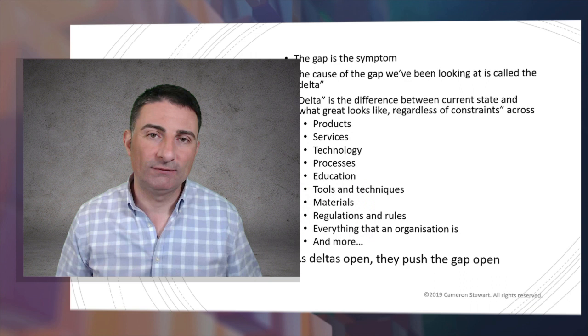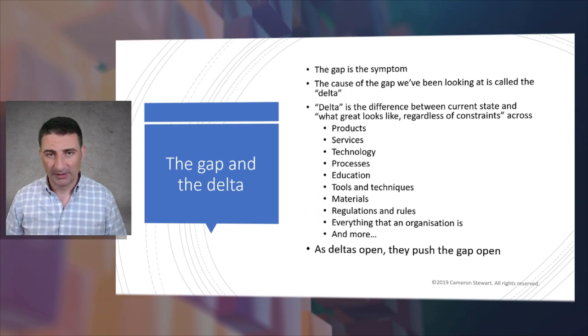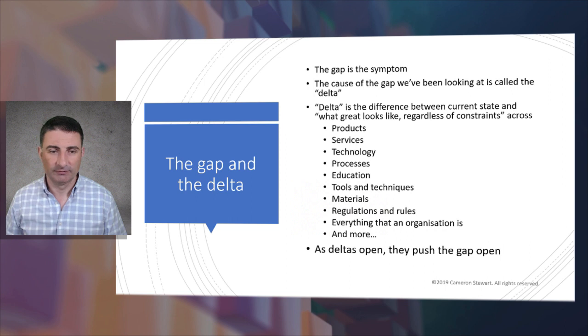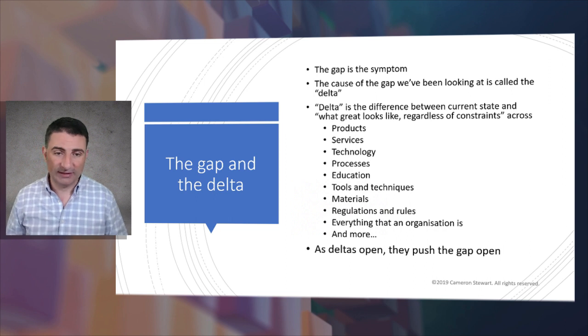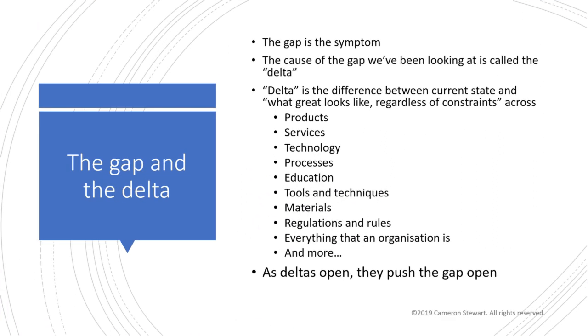Now, we talked a little bit in the last 10 minutes about the gap. Those of you who are accountants or mathematicians or compile KPI reports regularly, you'll recognize the word delta as meaning difference or gap. So, the gap that we've described is the symptom of the organization's difficulty. The cause of the gap is the delta. That's the difference between the current state and what great looks like regardless of constraints.